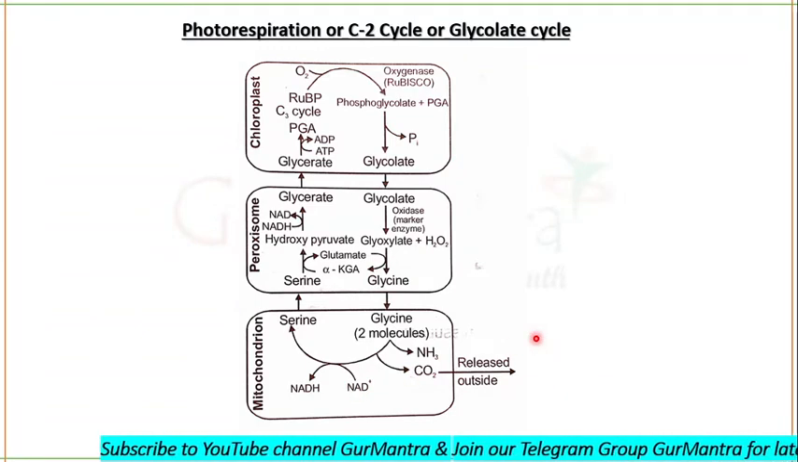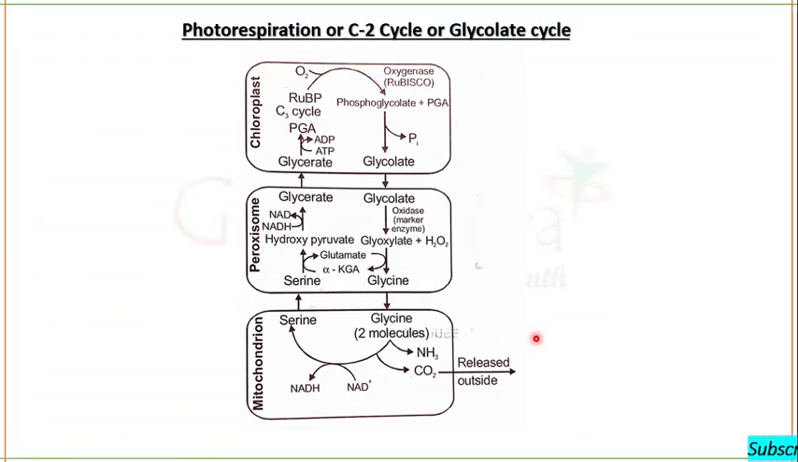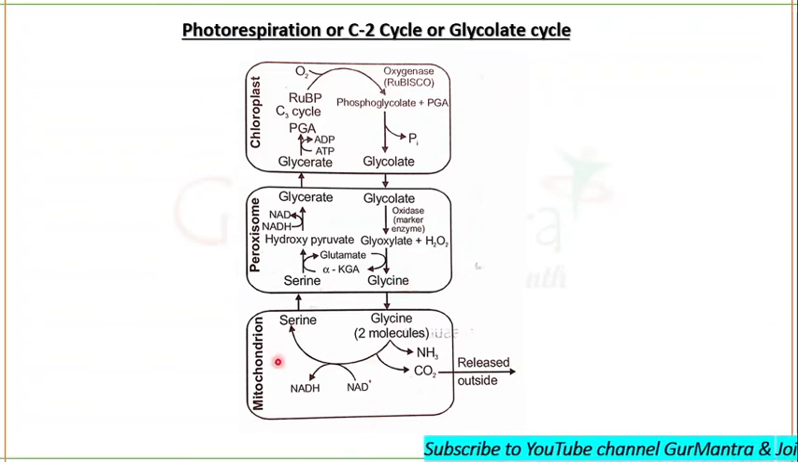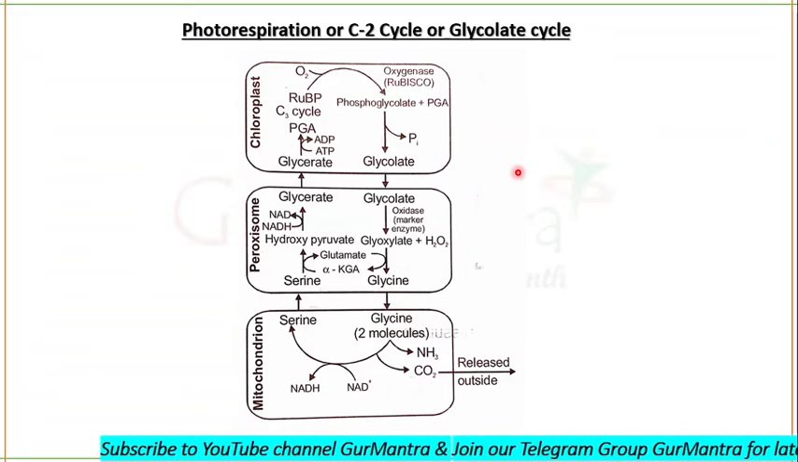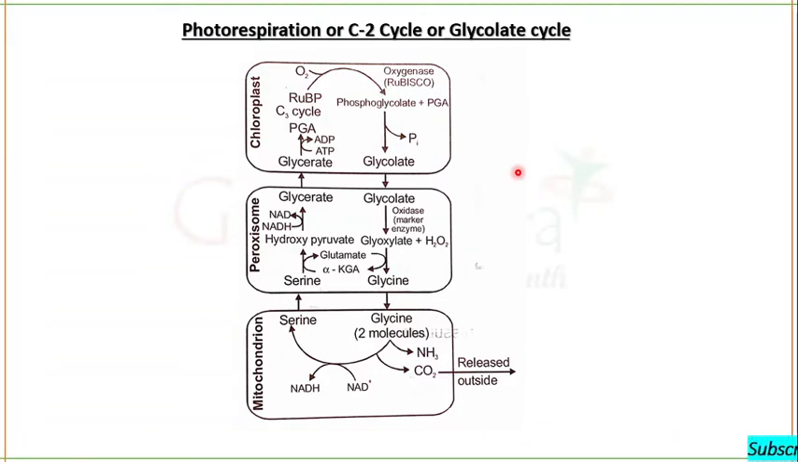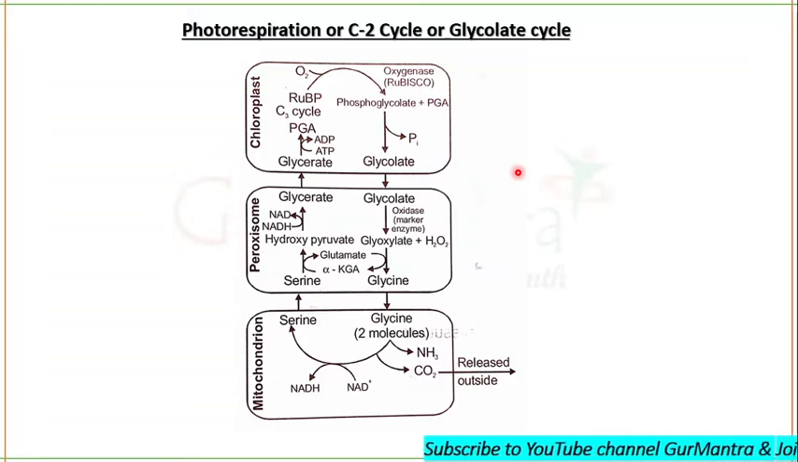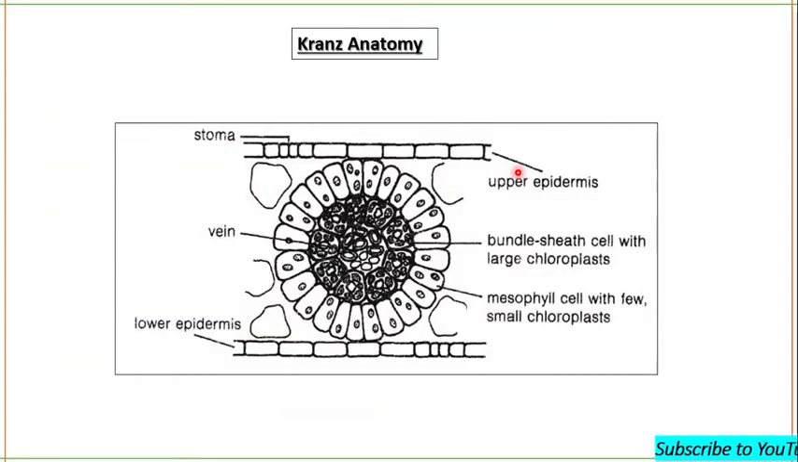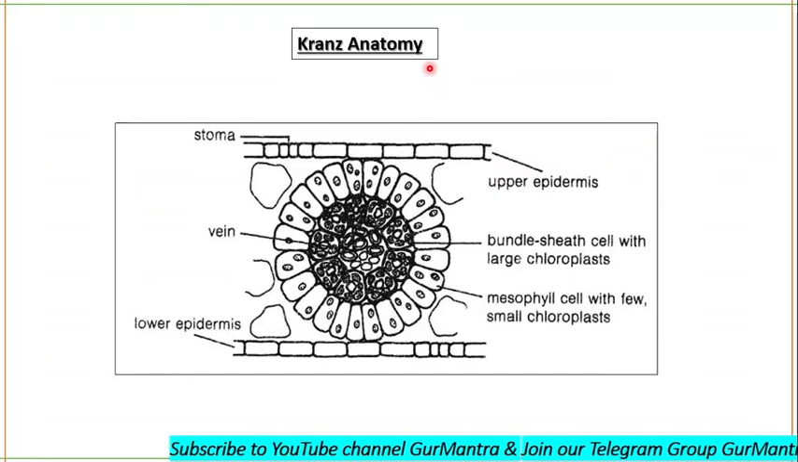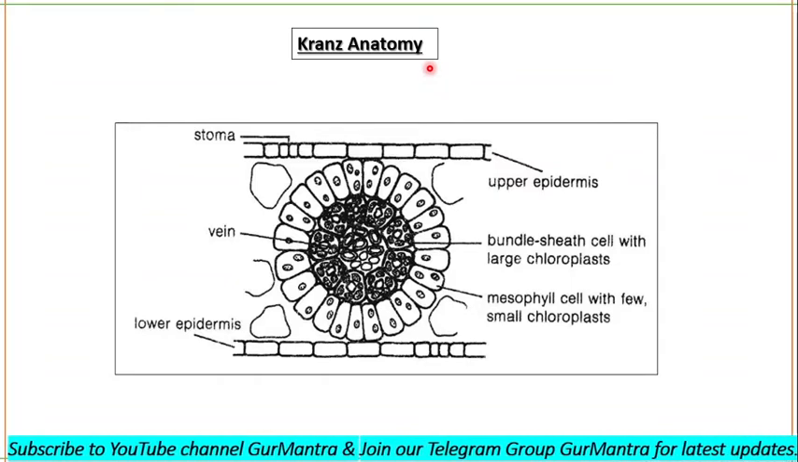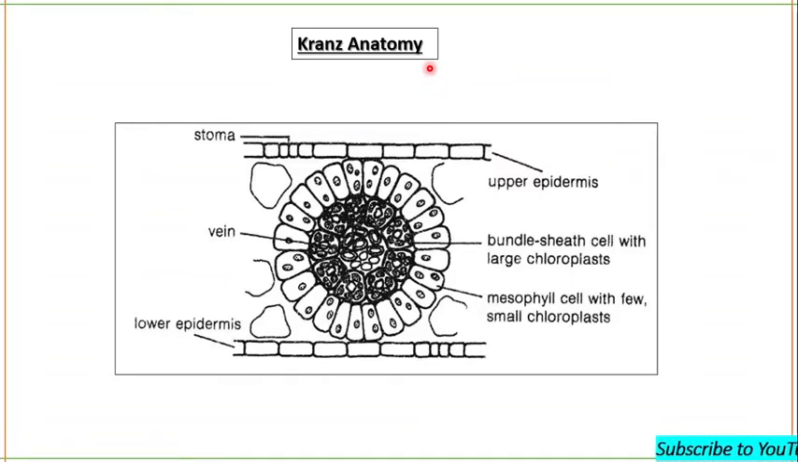Now what I told you, what you have to remember about the marker enzyme, about the glycine formation, about the serine formation, about the glycerate formation as well. Okay, clear? Let's move to our next topic now. C2 cycle completes here. And here is Kranz Anatomy now. C4 plants. In C4 plants, you will see a special type of anatomy, Kranz Anatomy.